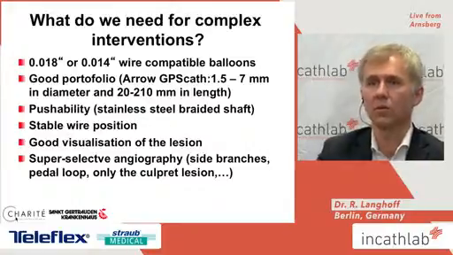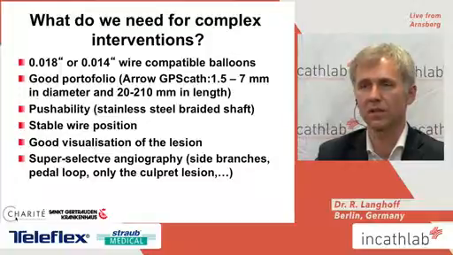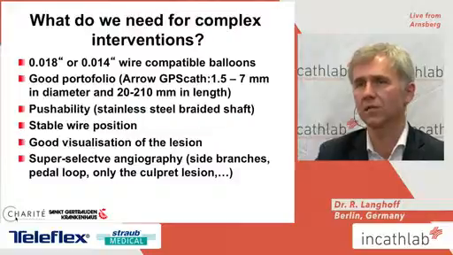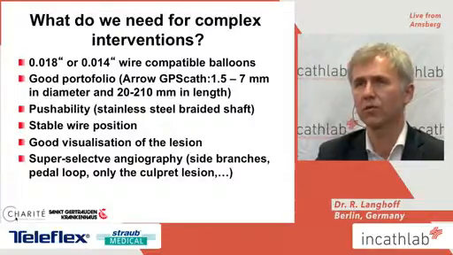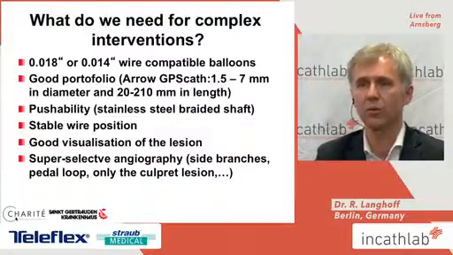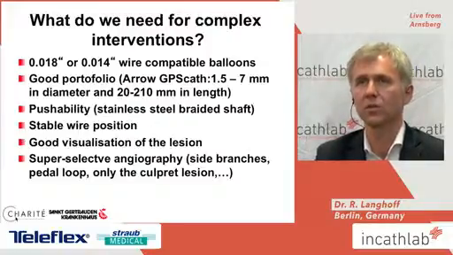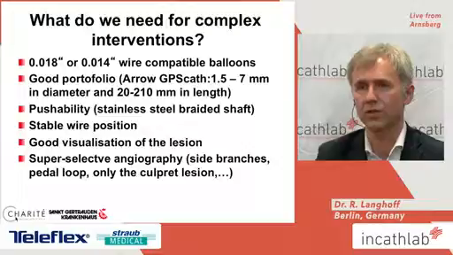So what do we need for complex interventions? As we have already seen, the interventions from Arnsberg are really complex interventions. I think we need more and more O18 and O14 wire-compatible balloons, which are on the market right now. We need a good portfolio of balloons, and talking about the mentioned catheter, it's available from 1.5 to 7 in diameter and in length going up to 21 centimeters, offering, I think, good options for complex BTK lesions and also for SFA lesions.